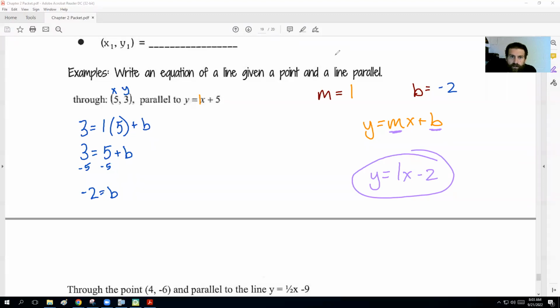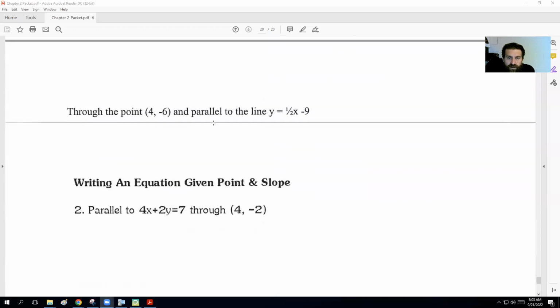Alrighty. Keep this going here. All right. Next, let's go through this one here. Let's find the equation that goes through this point and is parallel to this. If you want to pause the video and try it on your own, you can. Now I'm going to go ahead and get this started. All right, we need to find two things, our m and our b, so we can plug it into y equals mx plus b. Our m, if it's parallel, it's going to be the same slope as this one here. So the slope is 1/2, so our m is going to be 1/2.